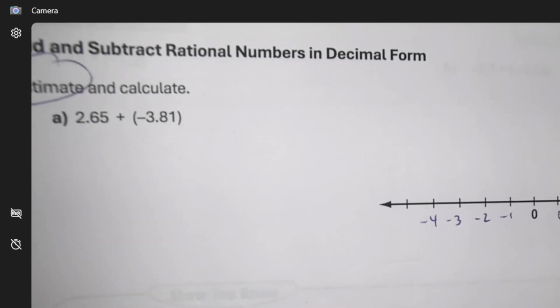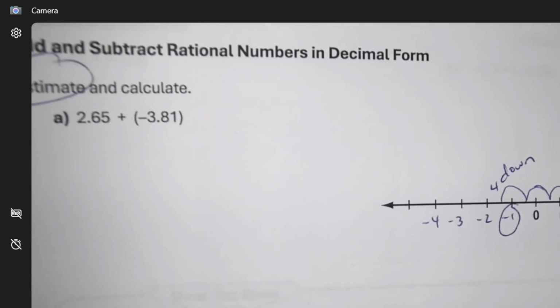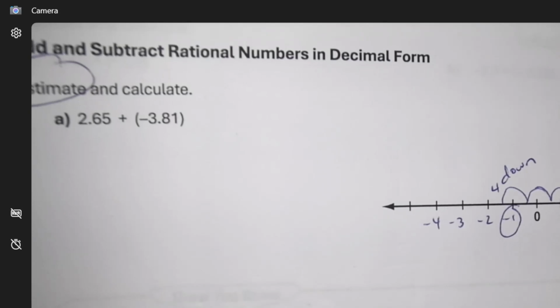So 1, 2, 3. This would be 4 down. So I'm not quite 4 down. So what do you want to estimate? Maybe -1? Okay, that's an estimate. Okay, so we're going to calculate what it really is.